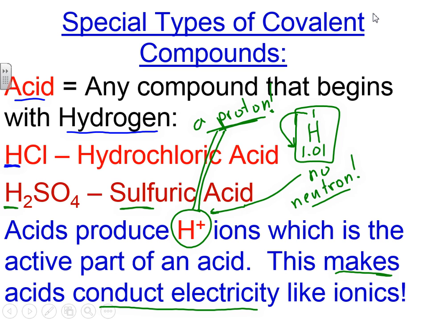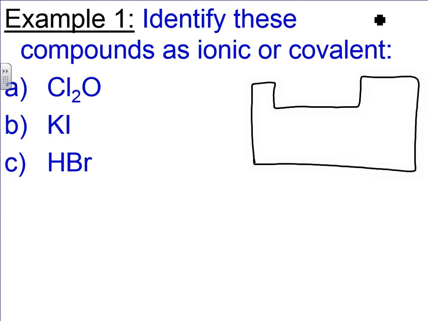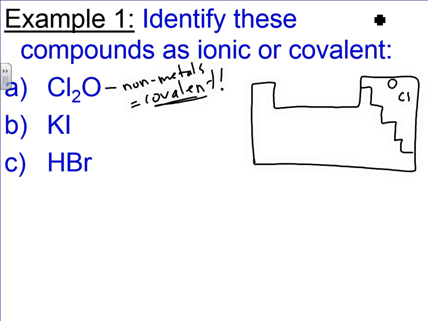Right, so let's finish up with an example. Here it says identify these compounds as ionic or covalent. It's as easy as consulting the periodic table and looking at whether the element is a metal or a nonmetal. For the first one we have chlorine and oxygen. Chlorine is right here, oxygen is up here. Notice they're both to the right of the staircase. So they're both nonmetals. Because these are nonmetals, this is a covalent compound. The two chlorines and the oxygen are sharing electrons.